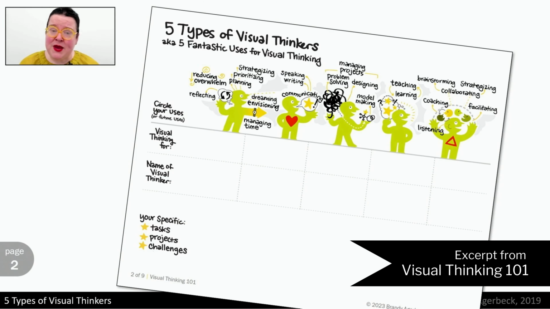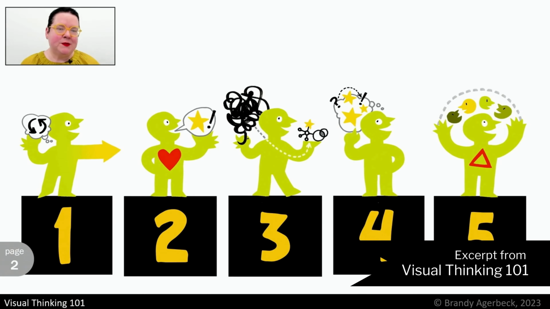The bottom third of the page is open space for you to jot down your own specific tasks and projects and challenges. If they line up with a type, great. If they spread across types, great. There's no wrong way to use that area. I want you to write down your own actions that you can apply your visual thinking skills towards now and in the near future. Throughout these 5 types, just notice which ones resonate more and which ones resonate less.